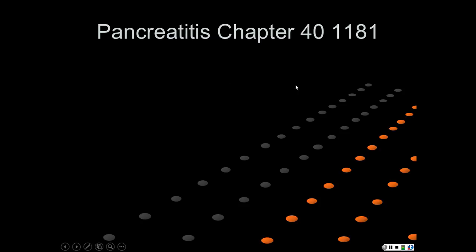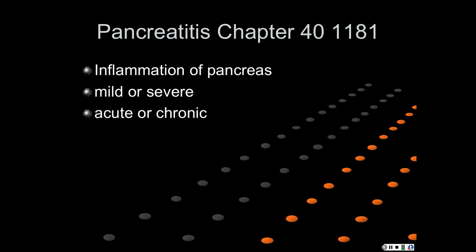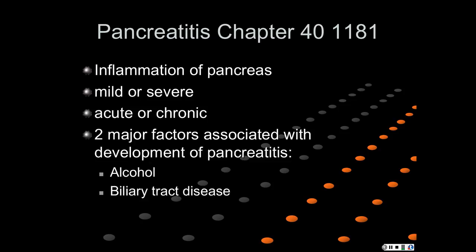The next thing that we're looking at is the pancreas, or pancreatitis, and that's an inflammation of the pancreas. Again, it varies: mild, severe, acute, or chronic. Two major factors associated with the development of pancreatitis are alcohol as well as biliary tract disease. It's possible that a patient who has hepatitis, or liver cirrhosis due to alcohol, may also end up with pancreatitis because the cause is going to be the same.